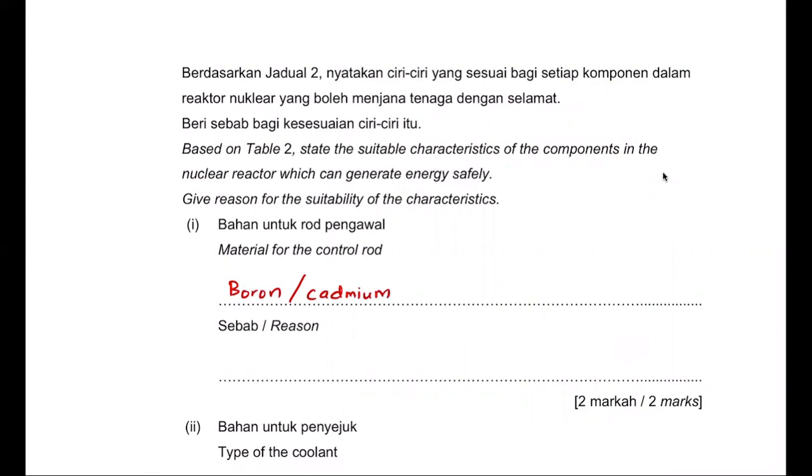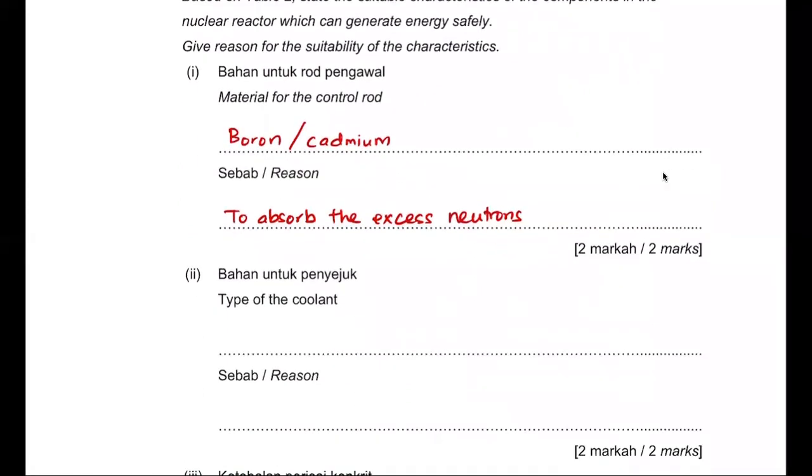And the reason is to absorb the excess neutrons. Type of coolant is heavy water. Reason is it is either you write high specific heat capacity, or water can absorb a large amount of heat energy with a small increase in temperature.